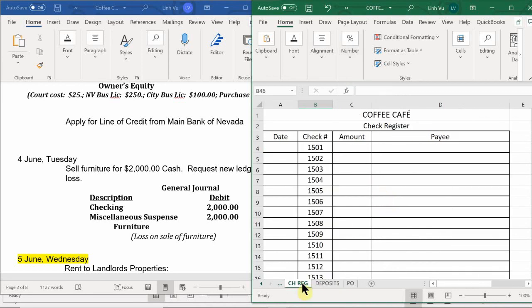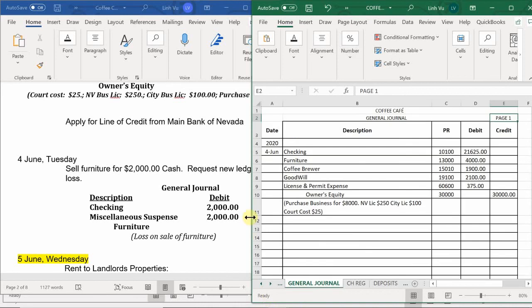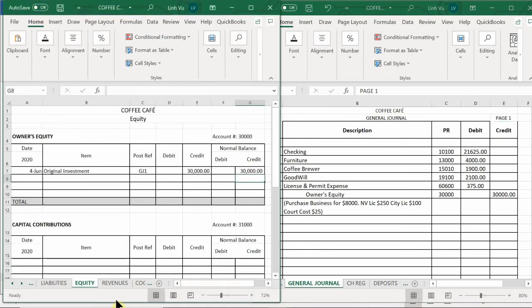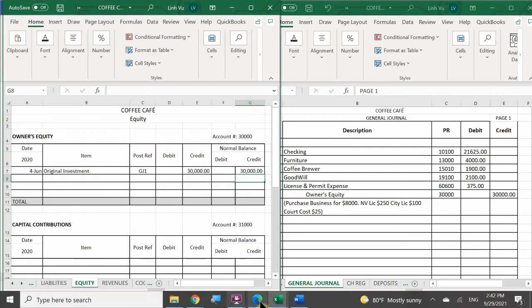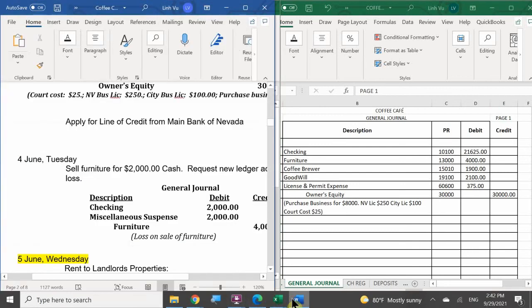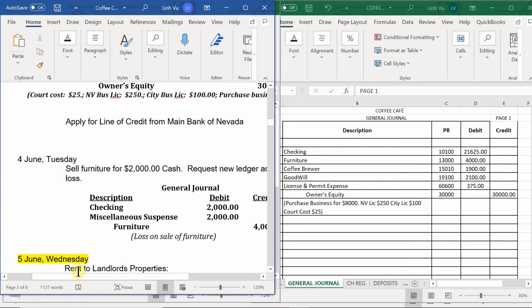Okay, so going back to the scenario here, I end up selling furniture, but I only received $2,000. And let's see what has happened. The deposit is another thing that should be in the Word document. I attached it to your check. Your check register, deposits, and purchase orders are all in one file.